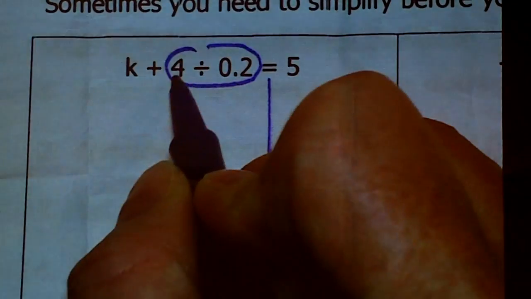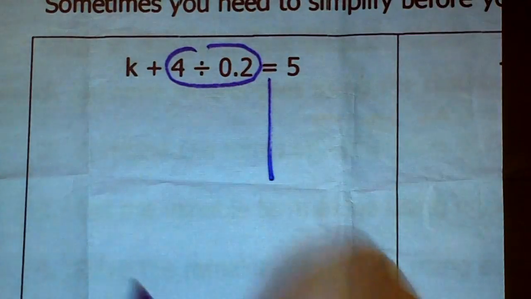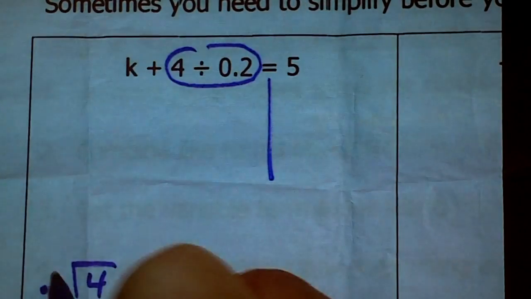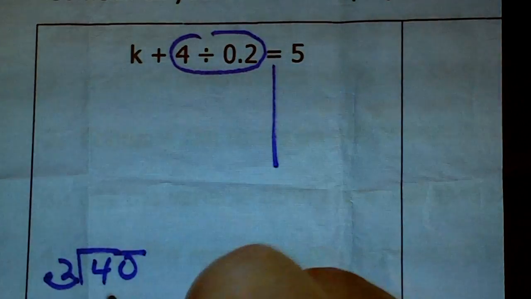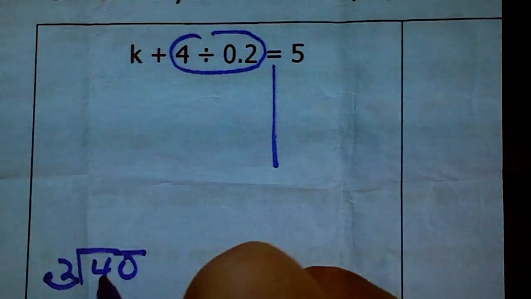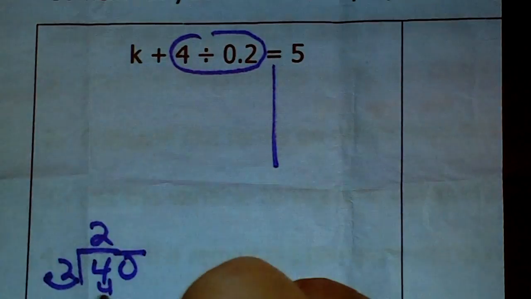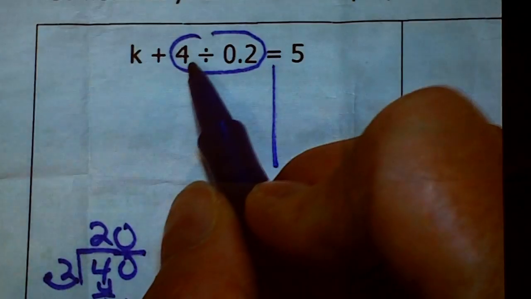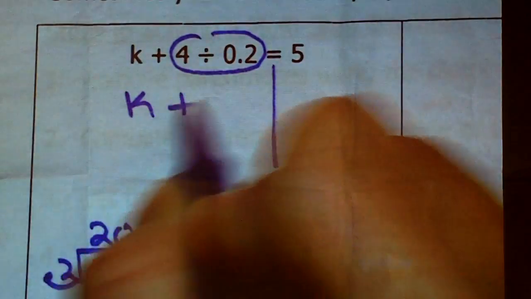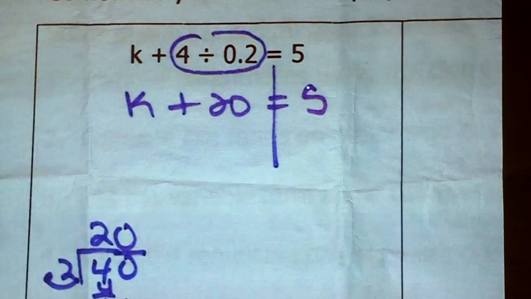So here, you have to take 4 divided by 2/10. That means this. So I would move that decimal and move that decimal. And 2 goes into 4 twice. And 2 goes into 0, 0. So we actually get 20 for the result of that. So I'm going to rewrite this as k plus 20 equals 5.